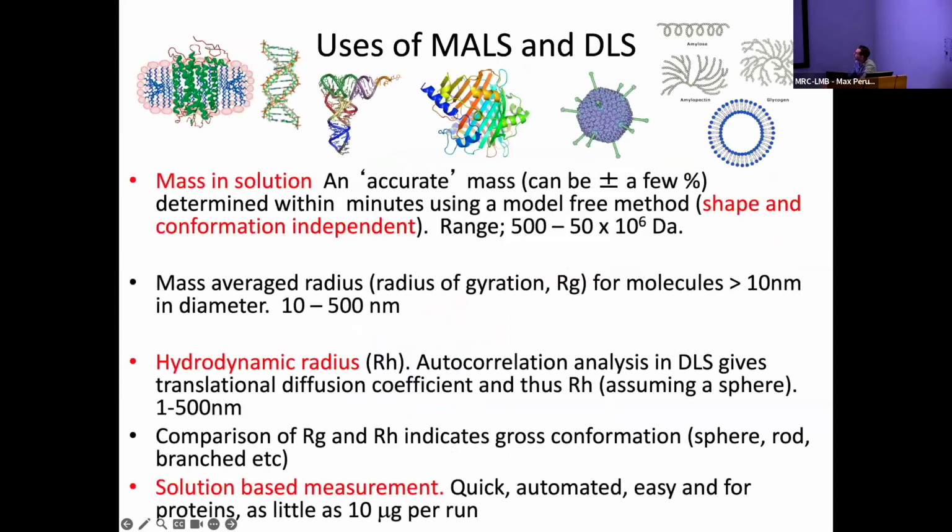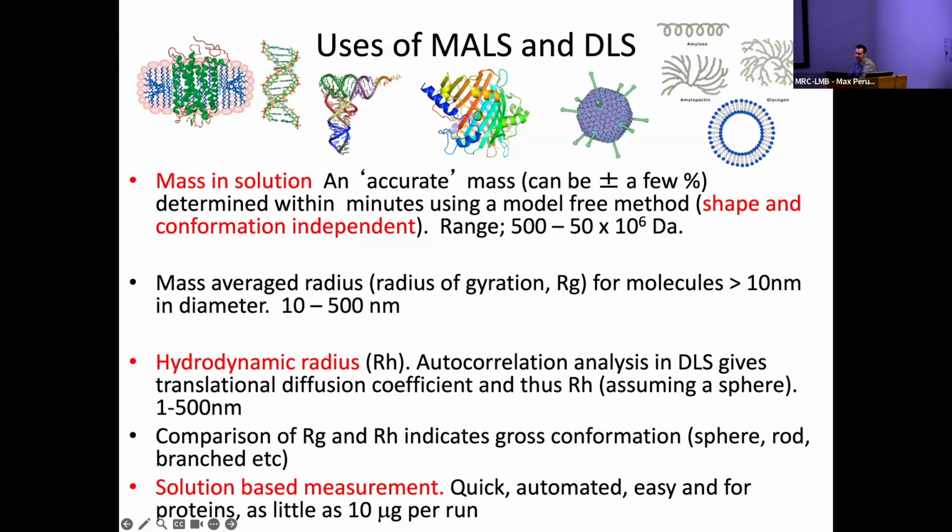Okay, so to finish up, we can measure mass in solution. So it's extremely accurate. We don't need any prior information, just need a reasonably pure sample. And that's within 1 to 3%, we can measure this. It's got a very large range and it's shape and conformation independent. We can work out the radius of gyration and the hydrodynamic radius from the SEC-MALS, or you can use DLS to do the Rh on its own.